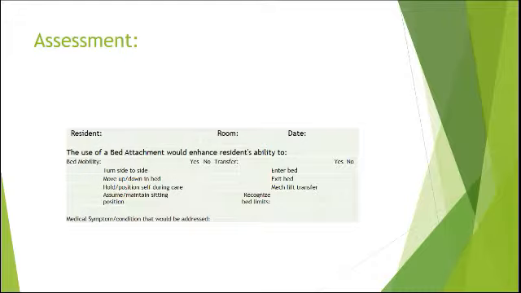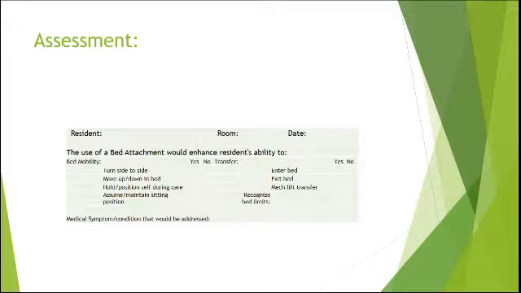So here we are. This is the heading of the top portion of the assessment that is available on the portal, where it asks us to identify how the bed attachment would enhance the resident's ability, whether it's in the various components of bed mobility, turning side to side, moving up and down in the bed. Now, it may do a lot of these things, so check off whatever is appropriate. Hold a position during self-care, assume or maintain a sitting position.